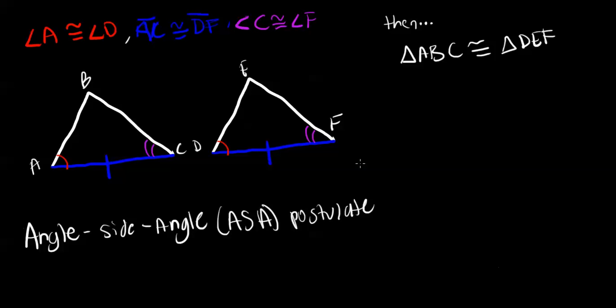This postulate states that if two angles and the included side of one triangle are congruent to two angles and the included side of another triangle, then the two triangles are congruent.